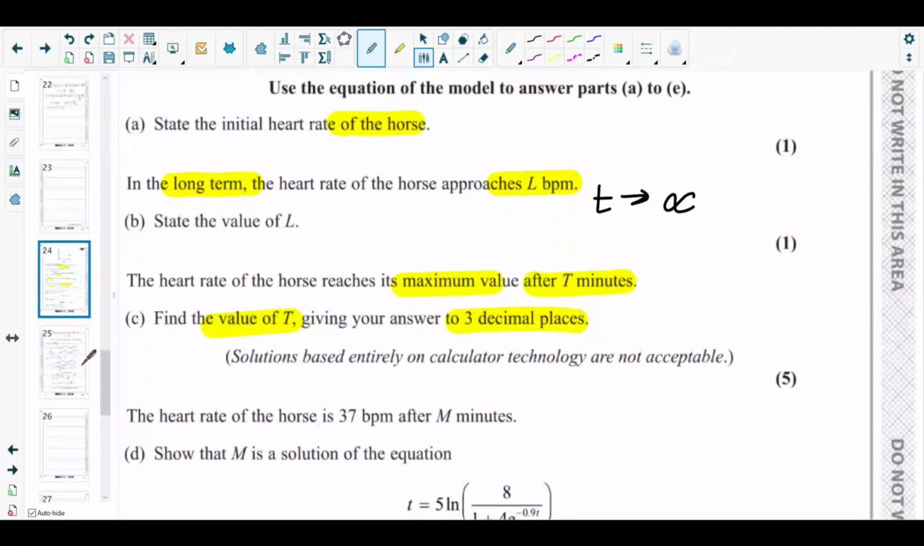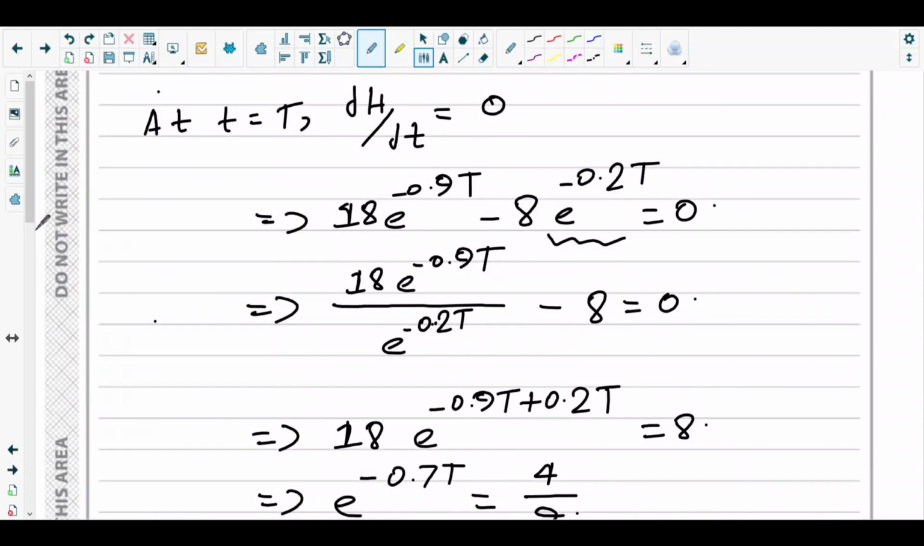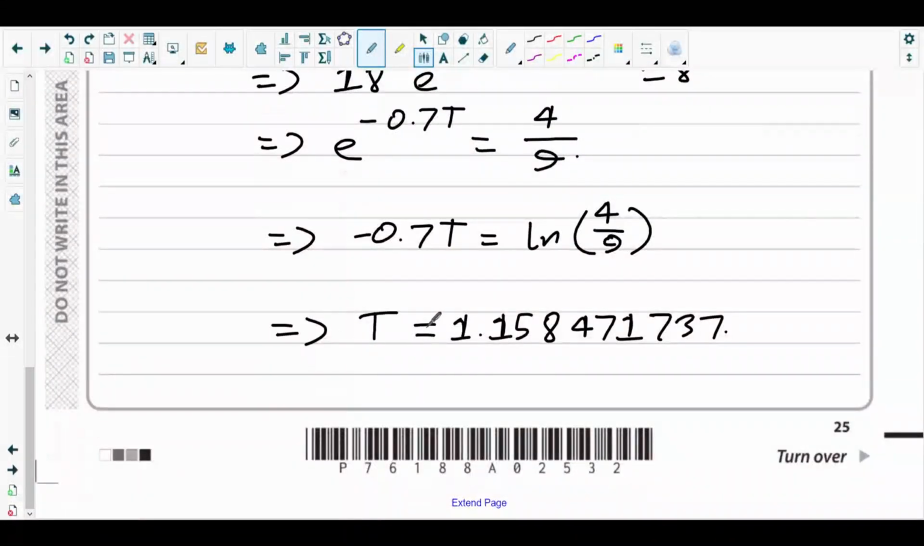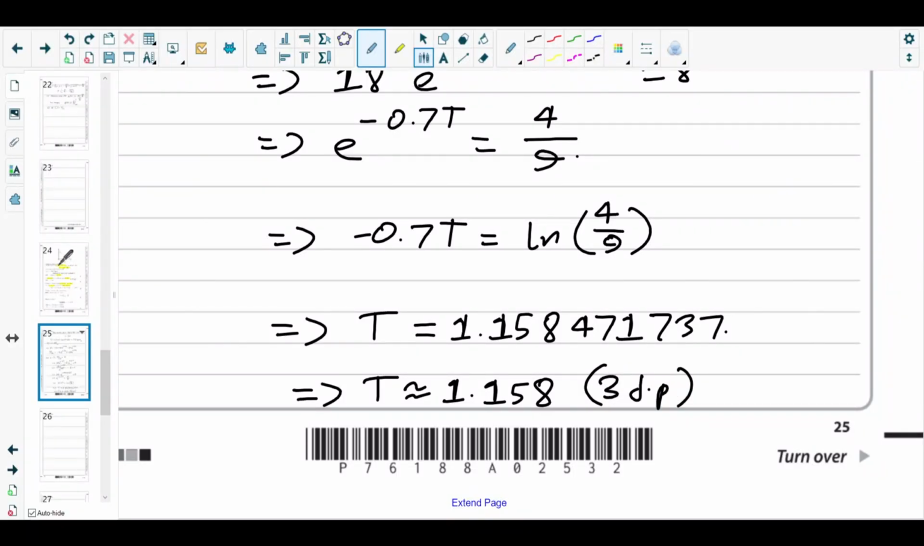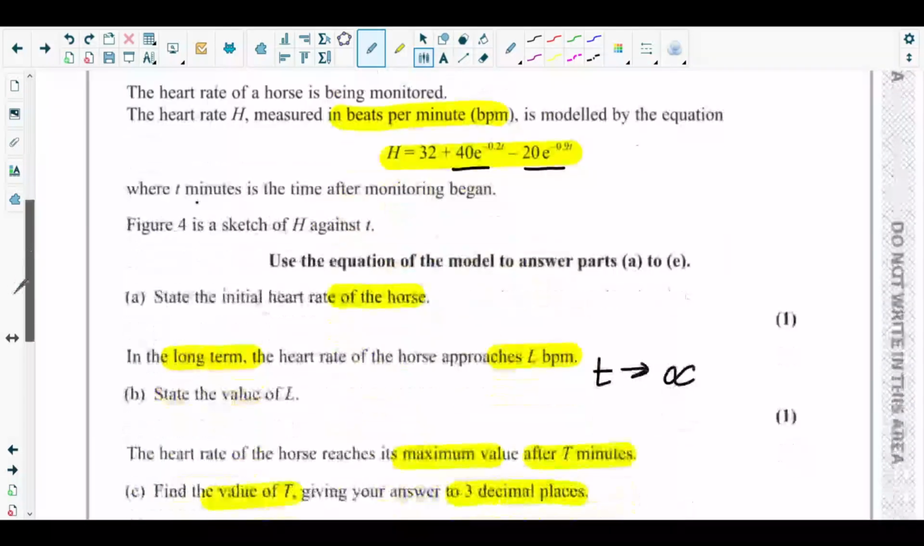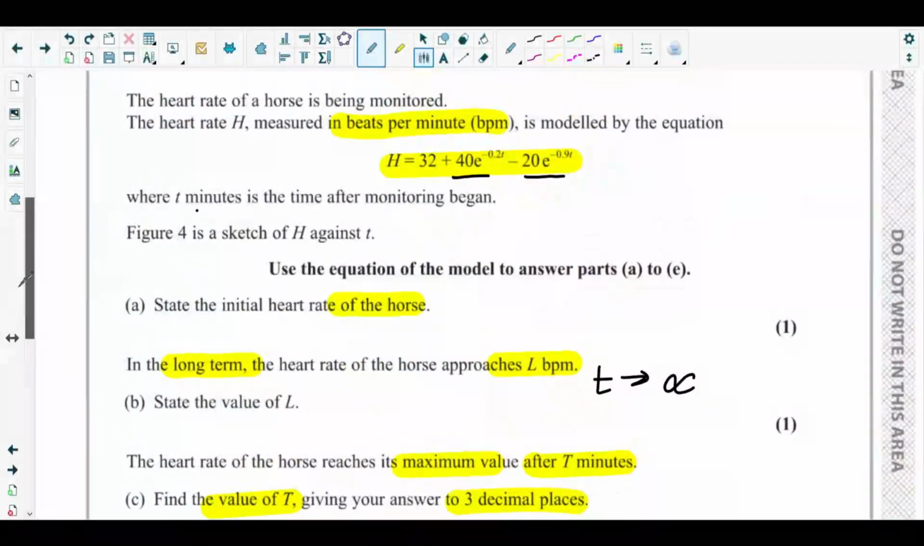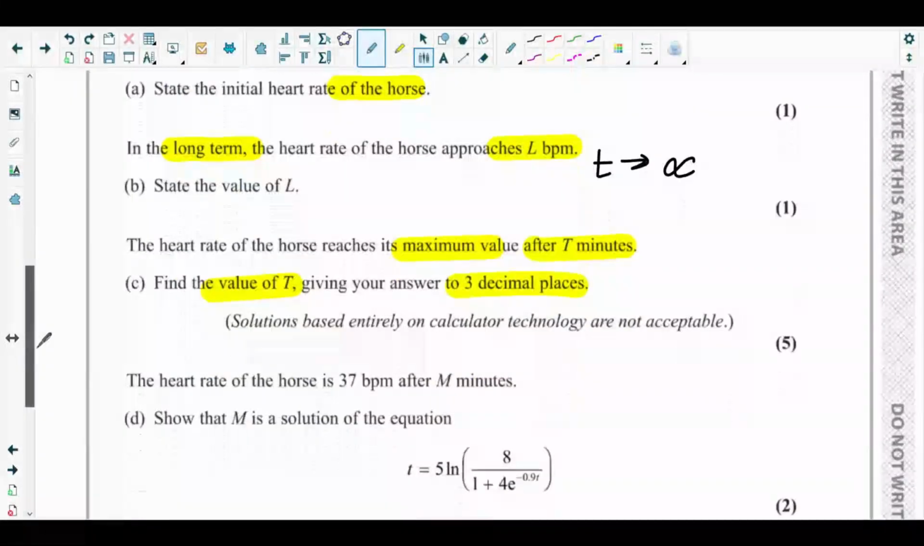How many decimal places did they want? 3 decimal places. They wanted only the value of T, so the unit doesn't matter. So T can be written as 1.158 up to 3 decimal places, and that's exactly the value of T wanted by part C of question number 8. That's it.